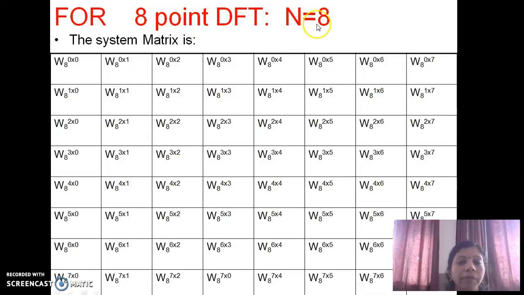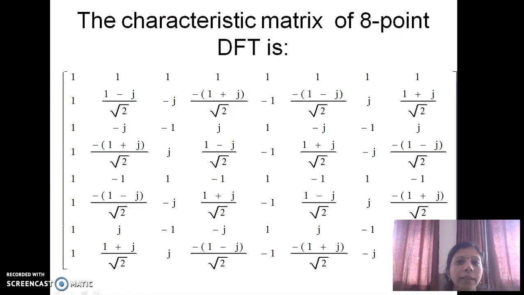So for 8-point DFT, that means for N equals 8, we have W8 raised to 0, W8 raised to 0 into 1, up to W8 raised to 0 into 7, and here we have till W8 raised to 7 into 7. This is the characteristic matrix for 8-point DFT with these values. These values are calculated using the matrix method by putting the twiddle factor values for n equals 0 to N minus 1 and for k equals 0 to N minus 1.